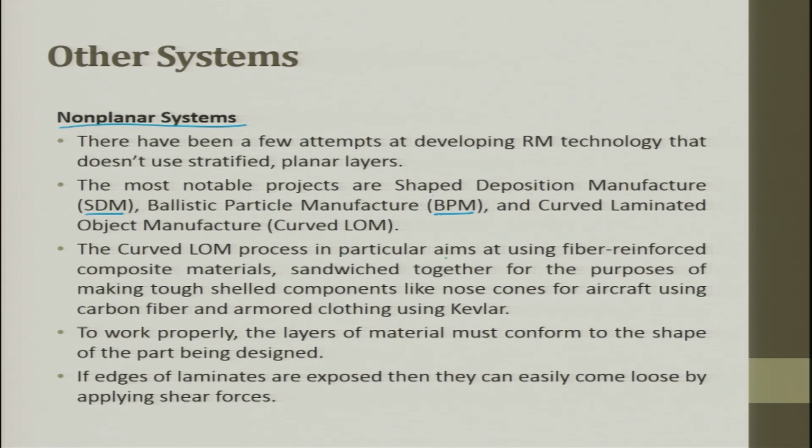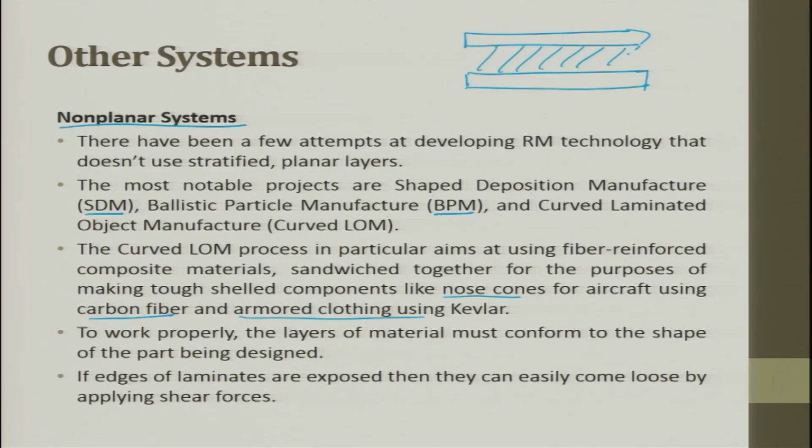The curved LOM process is particularly aimed at using fiber reinforced composite material sandwiched together for the purpose of making tough shelled components, like nose cones for aircraft using carbon fibers and armor clothes using Kevlar. So, what is a sandwich? You have a top layer, you have a bottom layer, and in between you fill with some other layer. The top and bottom layers take care of the tensile, maybe compression, or it can go vice versa, and the shear is taken care of by the core.